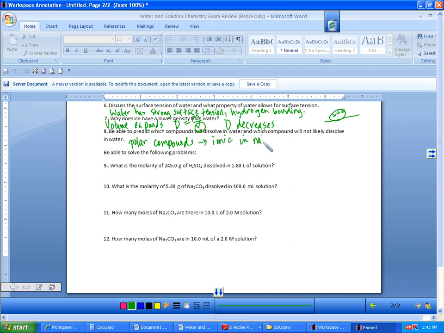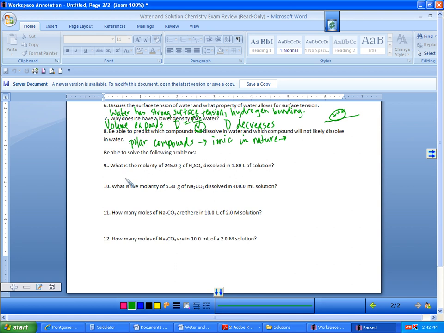Like the polyatomic ions on the back of the periodic table that you use in class all the time. Those will dissolve in water because they have a definite positive and negative end. The water molecule has a definite positive and negative end. They like each other, so there will be some dissolving going on.